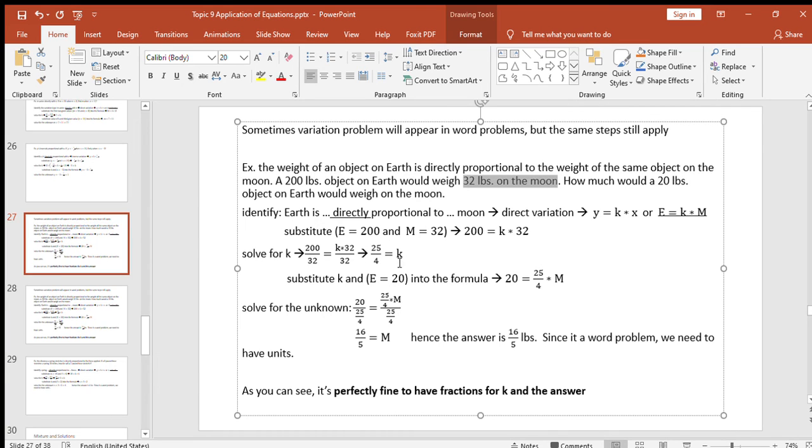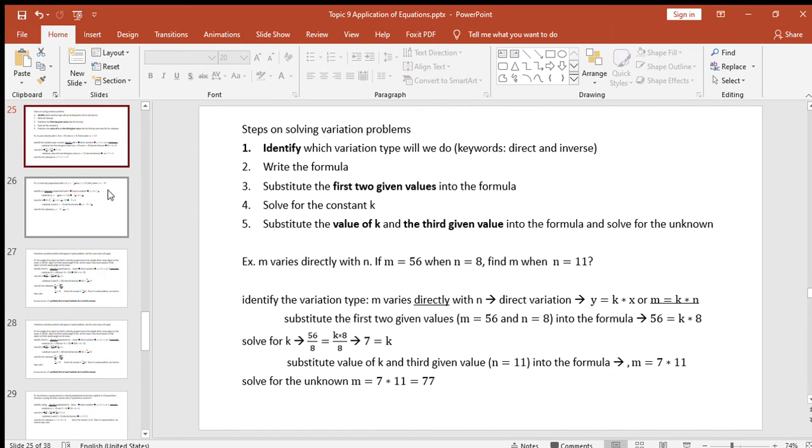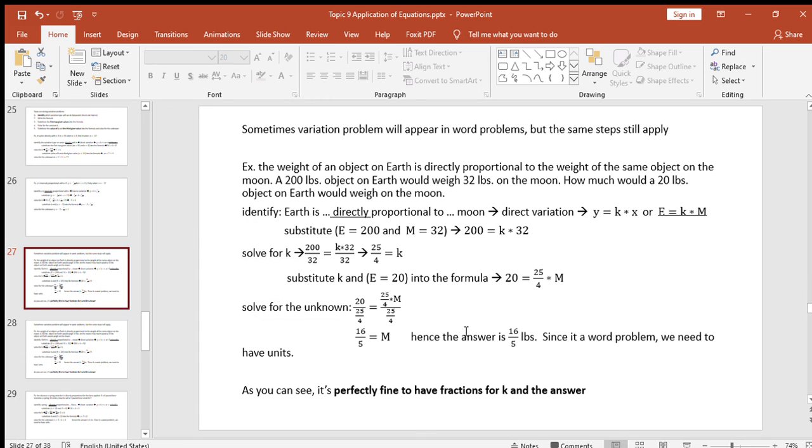Now we're going to substitute this K and our third number, in this case 20 pounds on the Earth, so E equals 20, into our formula. So it's going to be 20 is equal to 25 over 4 times M. You can see that this part is way different from our first example and our second example, because the unknown is inside the right hand side. Most of the time it was on the left hand side. In this case, it's the right hand side.